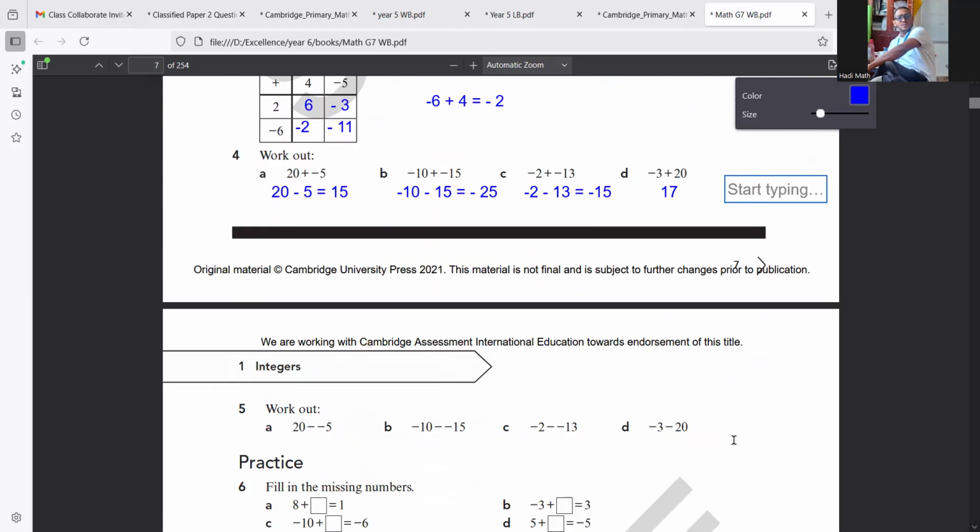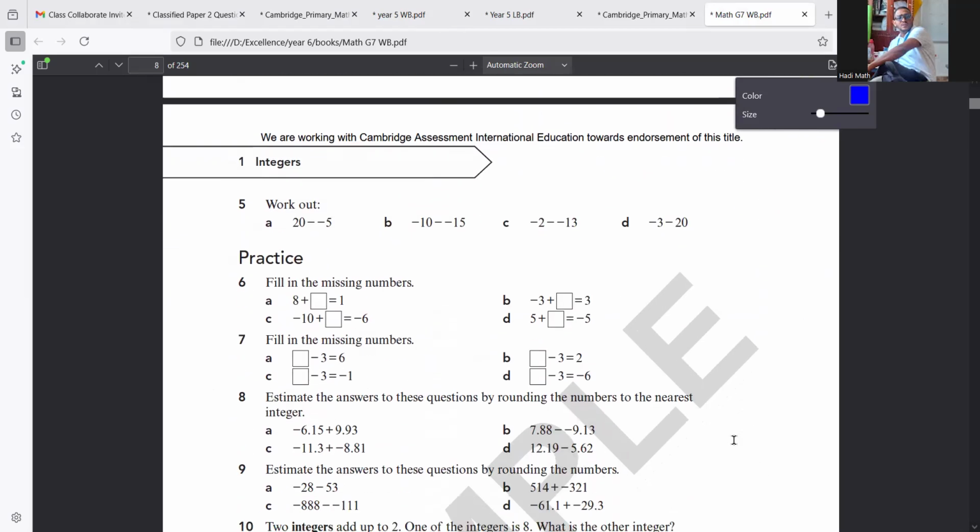Let's go to question number 5. They ask you to work out 20 minus negative 5. We already mentioned before, when we have a double sign, we combine them. So 20. When we have minus, minus, we make it plus 5. And that's equal to what? It's equal to 25.